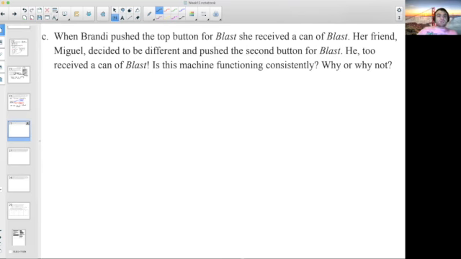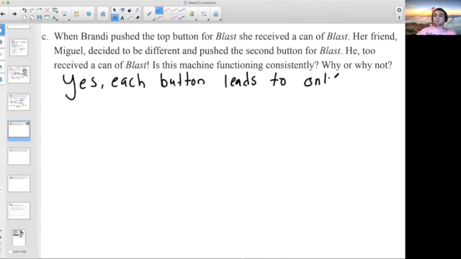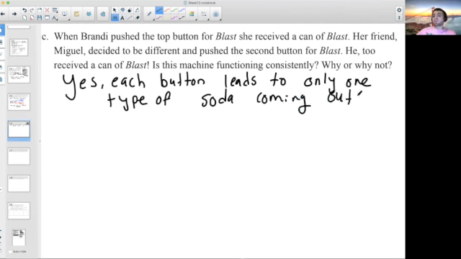All right, so here's the scenario. The answer is yes, the machine is functioning consistently, right? And that's because each button leads to only one type of soda coming out, right? Obviously, for full credit, I'm expecting you to do this in your own words.